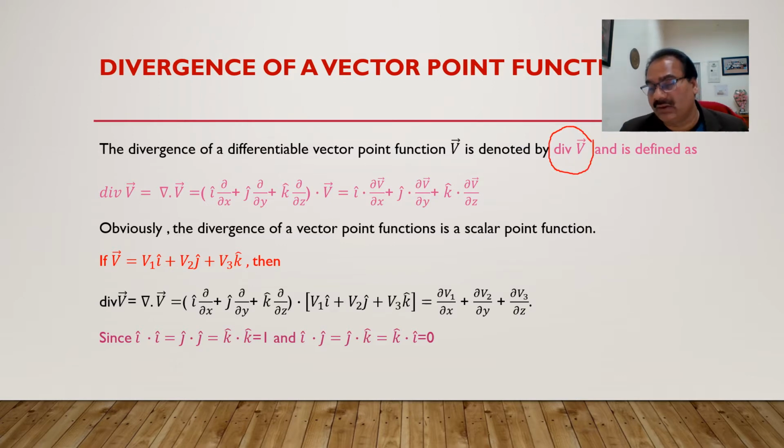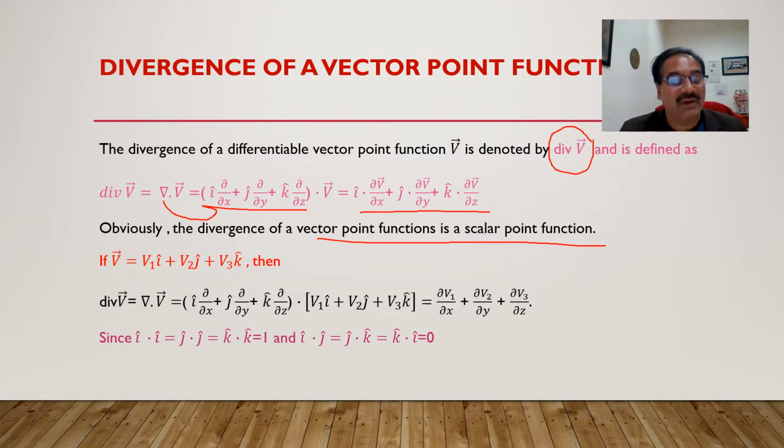This is defined as divergence of v, as you know, equal to del dot v. And what is the meaning of del? This is del dot vector v. It may be written as i dot del v over del x plus j dot del v over del y plus k dot del v over del z. Obviously, the divergence of a vector point function is a scalar point function.